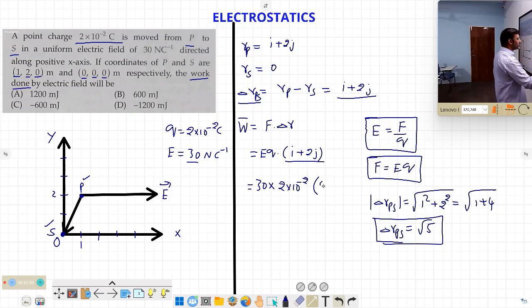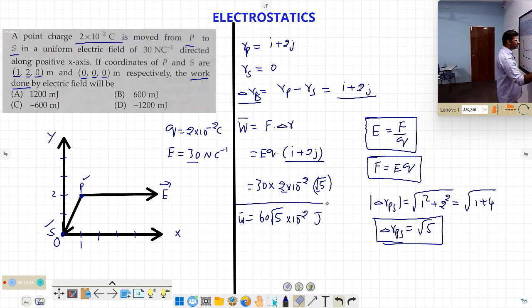You can apply that root 5 here. So if you calculate this, how much do you get? That is 30 root 5. Sorry, 2 is also there, so 30 into 2, you are going to get 60. So that is 60 root 5 into 10 power minus 2 joules. This is the work done in scalar form.